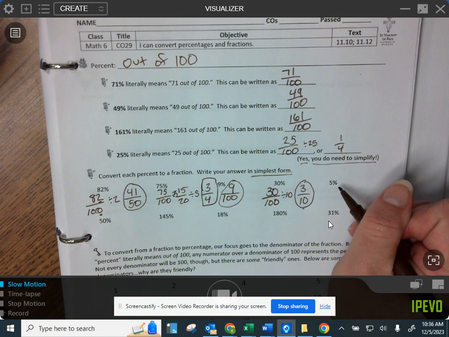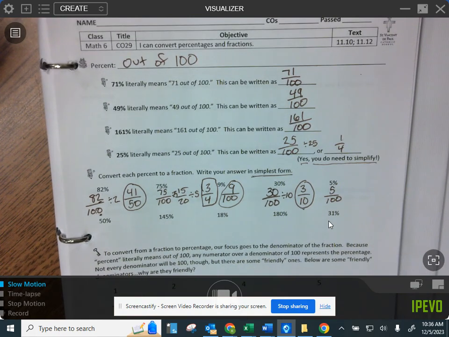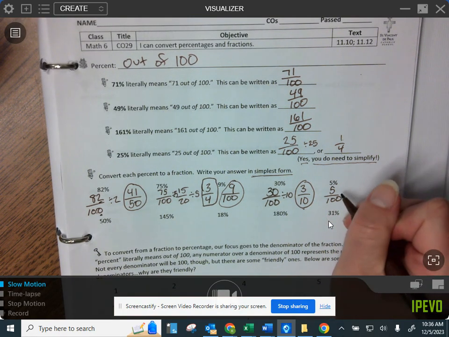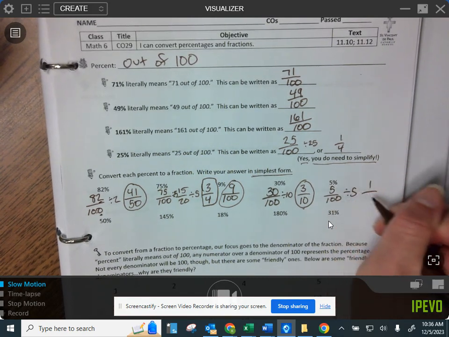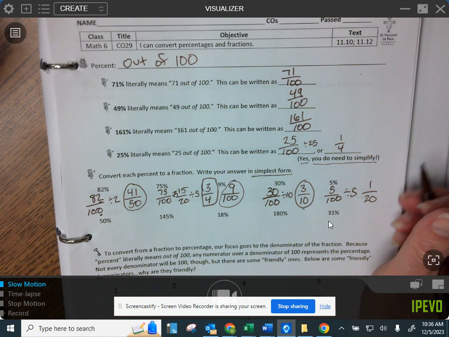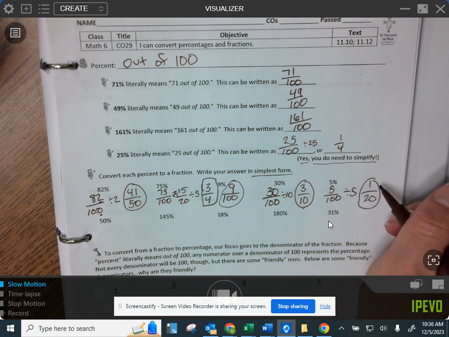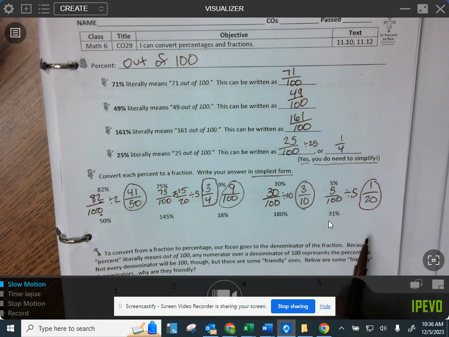One more. What would 5% be, Melanie? 5 over 100. Is that as simple as we can get, or should we? What can we divide out, Melanie? 5 divided by 5 is 1. 100 divided by 5 is 20. I have a 1 on top. I know I can't get any simpler than a 1. So that tells me right away that's as low as we can go. The bottom row, I'm going to have you do on your own for work time.